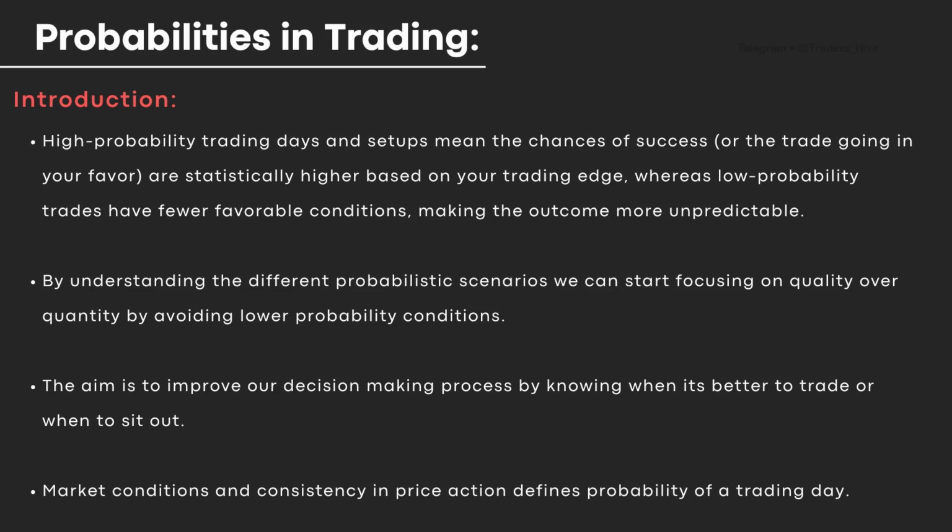We know that periods like kill zones or after key news release events tend to offer better opportunities as compared to consolidation or ranging conditions. The second thing is the consistency in price action, right? Clean and predictable price movements, such as respecting key levels, following candle ranges, and the overall higher time frame trend, signal high probability trading days, right? That is consistency in price action.